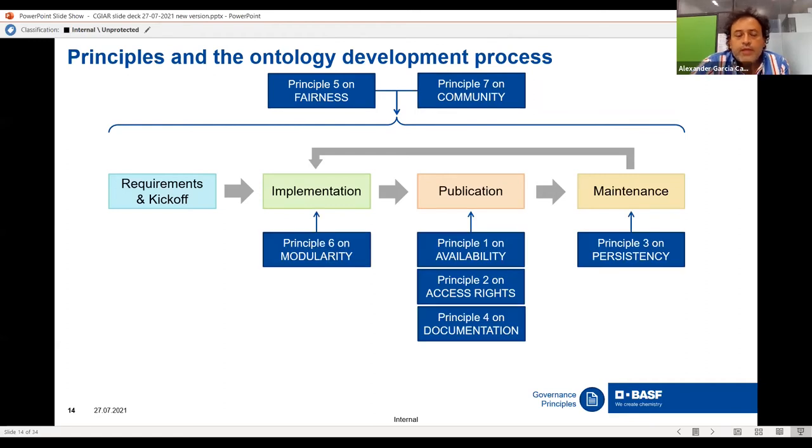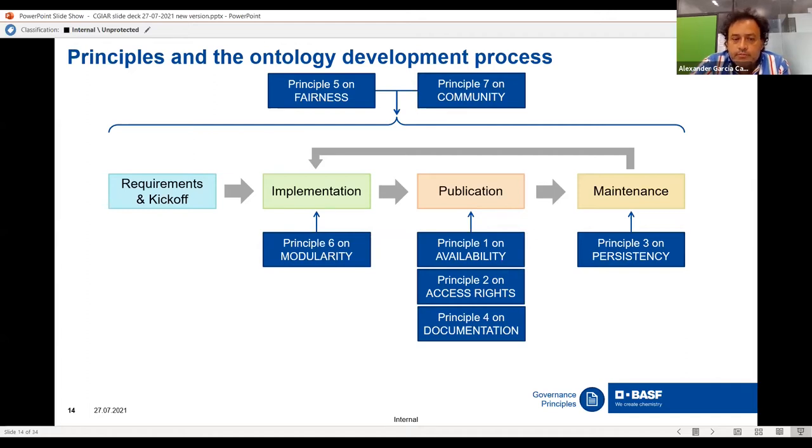The principles on modularity are, from what we have seen, much more important when you're doing implementation, when you're doing knowledge elicitation, when you're doing this iterative ontology building process, when you are wondering, how are you going to break down the complexity of any given topic into several different vocabularies? How do you go about modularizing that?